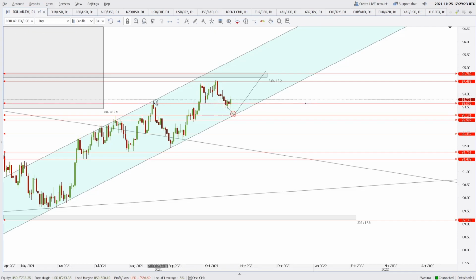So if I include these two levels also, approximately 93.63 is the area where we can expect further demand. And also this rising channel's support line will be dynamically acting as a support for the price. So right now 94.48 is the resistance and the 93.63 area is the zone of demand, or otherwise this rising channel's support line will act as a zone of support or demand zone.